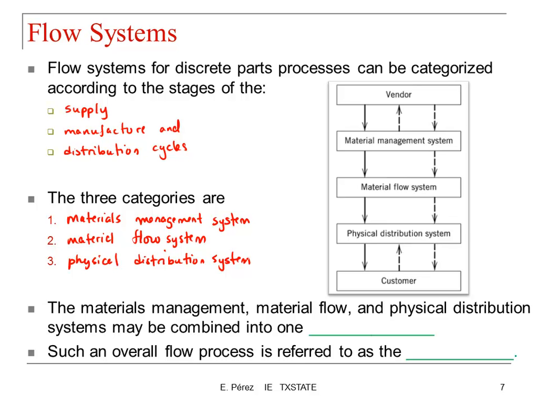So the materials management, material flow, and physical distribution system might be combined into one overall flow system. And this flow process is referred to as the logistics system. So all these three things is what we call the logistics system.